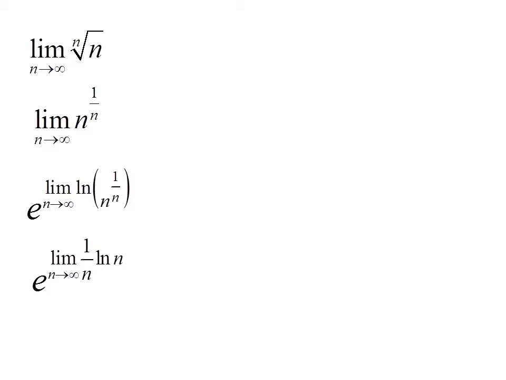Let's investigate. The limit as n goes to infinity of the nth root of n could be written as the limit as n goes to infinity of n to the 1 over n. And now if we exponentiate and take the natural log at the same time, we get e to the limit as n goes to infinity of the natural log of n to the 1 over n. We can move the exponent out front of the log, and we get e to the limit as n approaches infinity of 1 over n times ln n, or e to the limit as n goes to infinity of ln n over n.